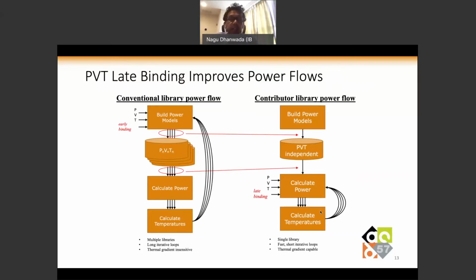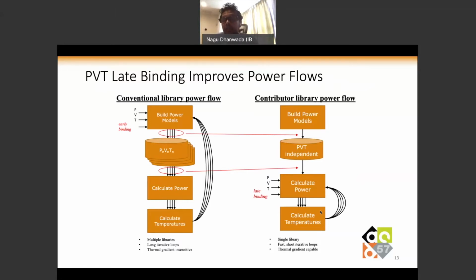So that is essentially a conventional library power flow, where the power model build step itself applies the PVT, which you can think of as the early binding. Now contrast that to a contributor library based power flow, where a single PVT independent power model is generated from the power model build step that works across all corners, resulting in minimal library characterization effort with no simulation needed.